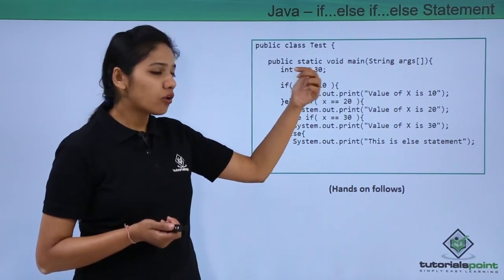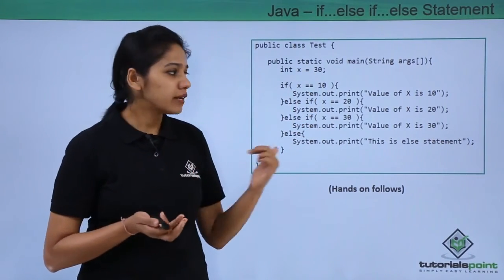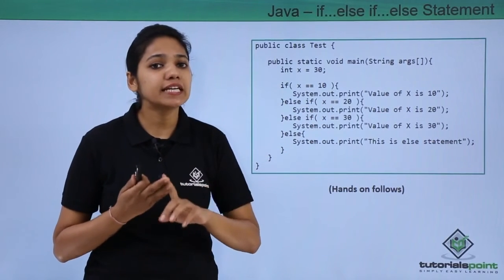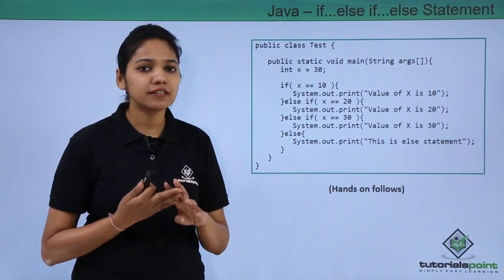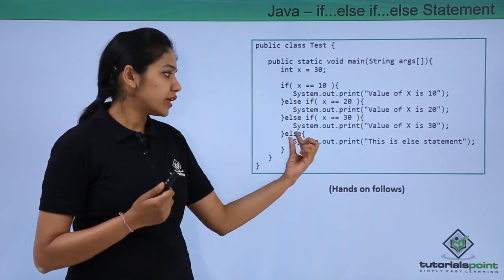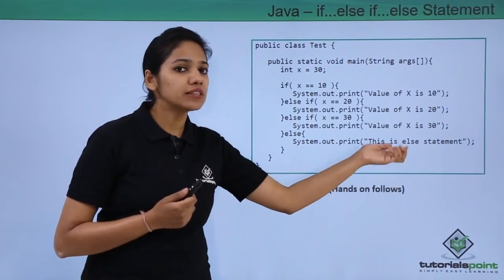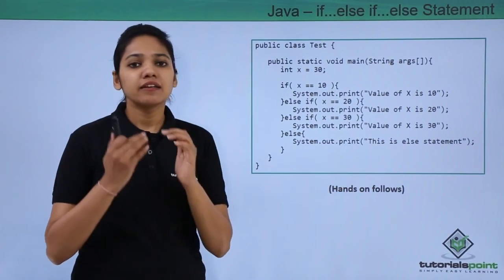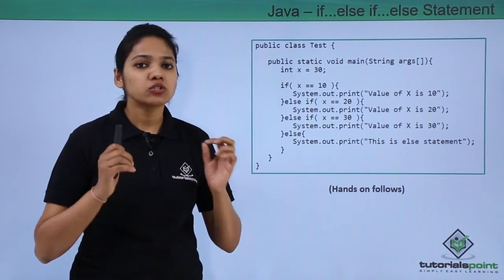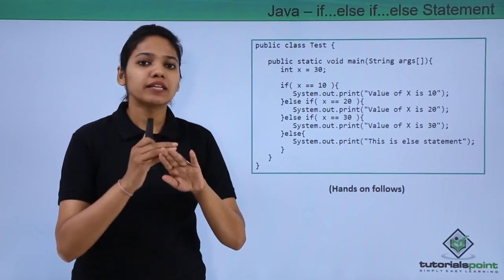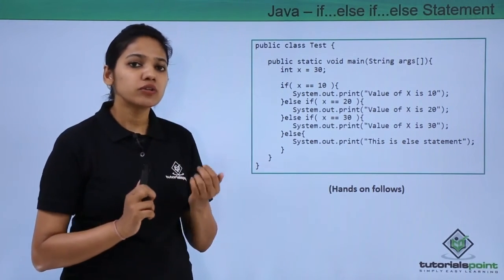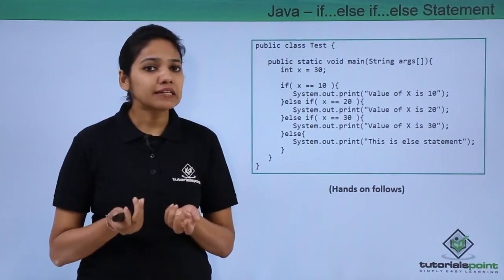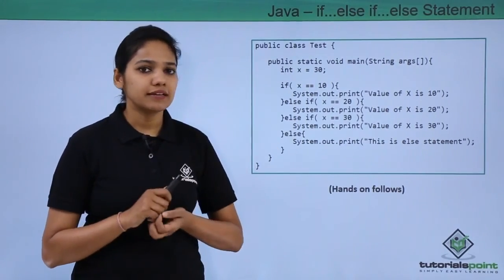What if the value of x was 40? It means none of the first three conditions were satisfied. Neither was it equal to 10, then 20, then 30. What it does is go and execute the else statement, saying that none of the conditions were satisfied. So let us provide an output that the conditions were not satisfied, and this is an else statement.